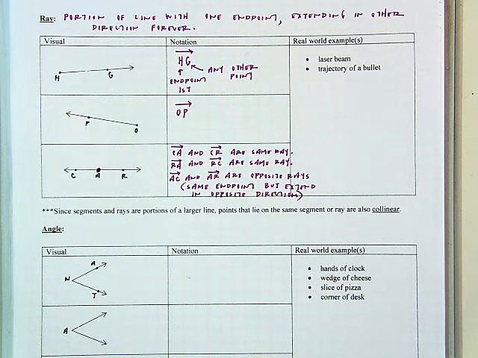Okay, some real world examples. Picture a laser beam, a ray of light, the trajectory, the pathway of a bullet. All of those we're picturing as having a concrete endpoint and going in one direction forever.